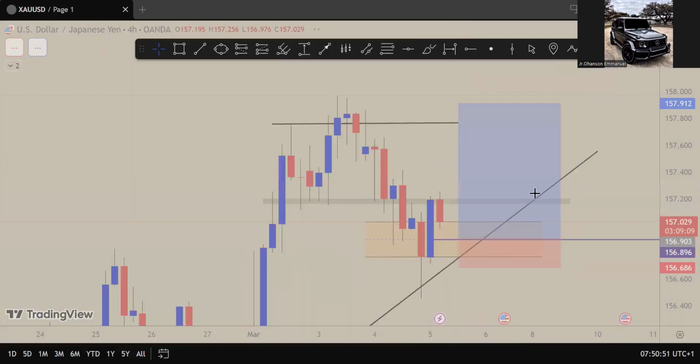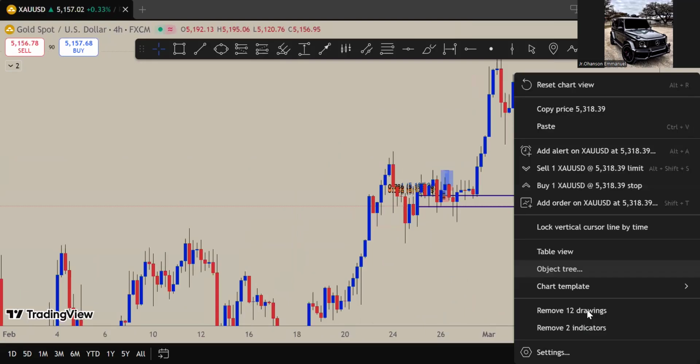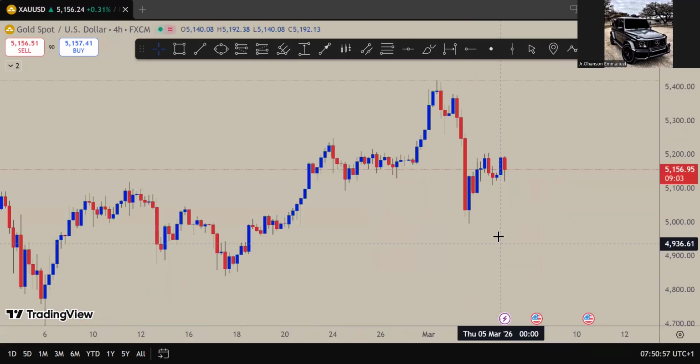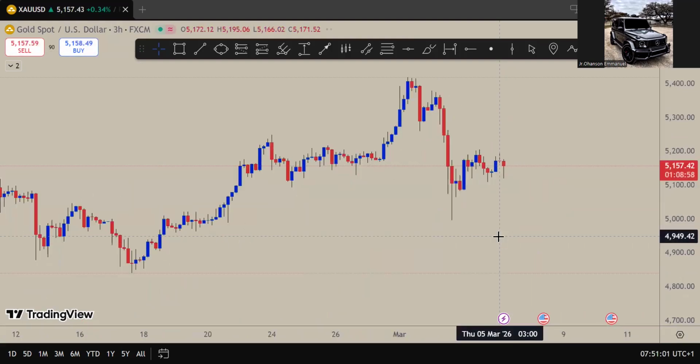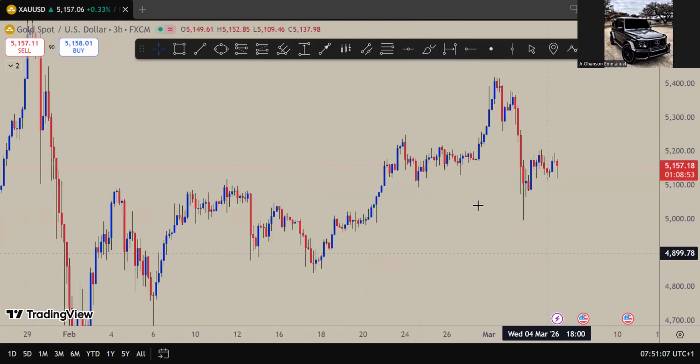Let's look at what's happening on gold. All right, so the same thing on gold, but on gold I use the 3 hours time frame. The same thing, nothing different. The only difference is that it's in a different time frame, right? I'm quite bullish on gold, right?